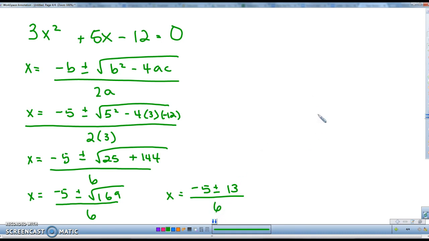If you're following along with my work, I've done the formula, I've plugged in, and I've started simplifying. We know the square root of 169 is 13. And then I do -5 plus 13 first, which is 8 over 6, and I can leave it as an improper fraction as long as I simplify it to 4 over 3.